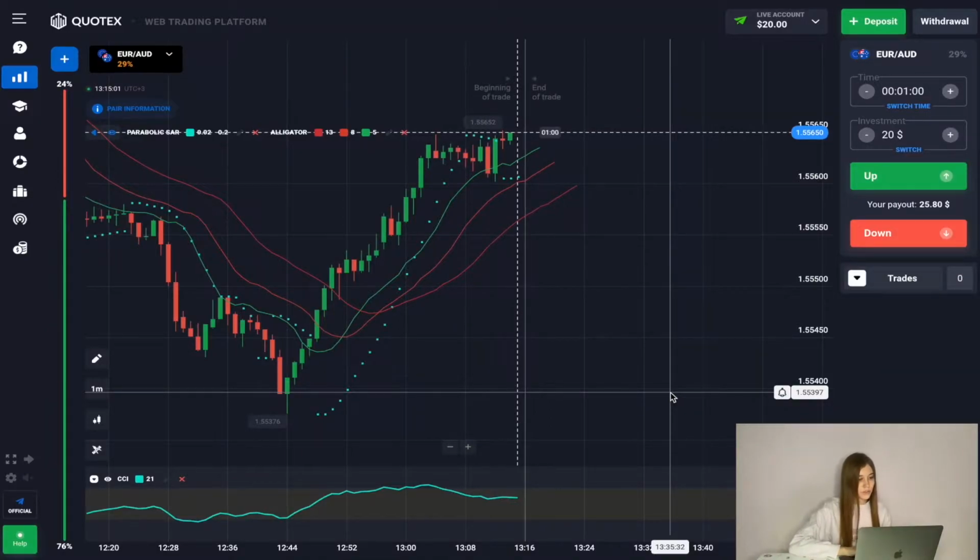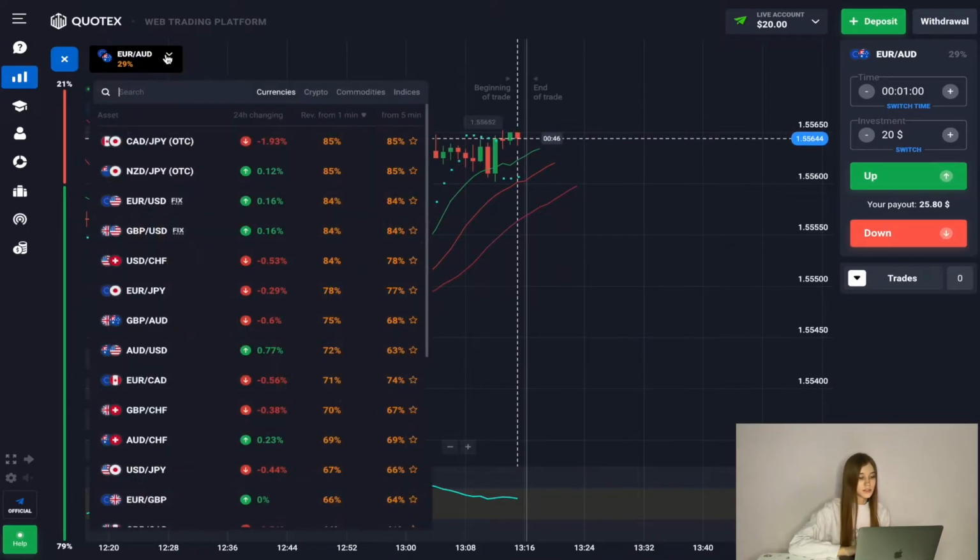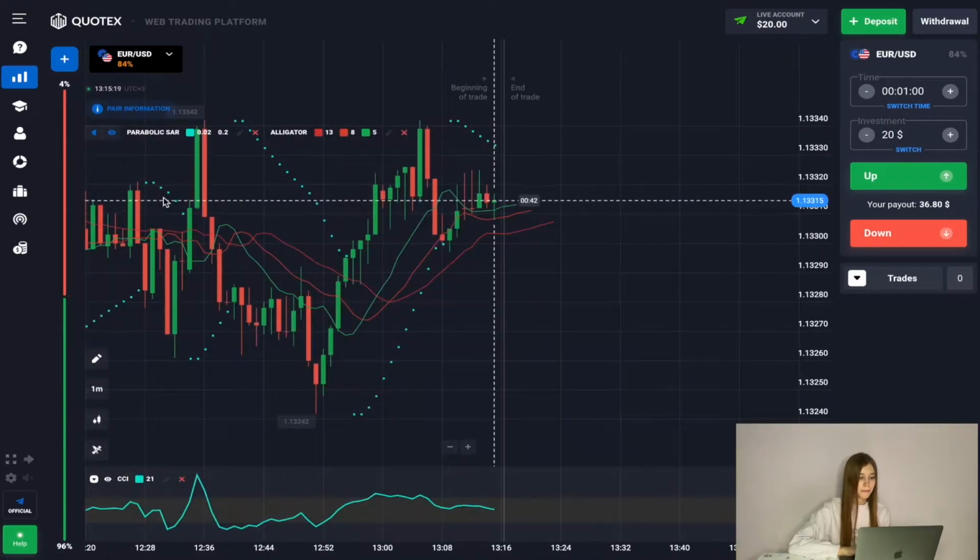We start the trade session with a balance of $20. Expiration time will be 1 minute. The Alligator and Parabolic indicators indicate the movement and direction of our trend, as well as the auxiliary CCI indicator showing the overbought or oversold state of the price.